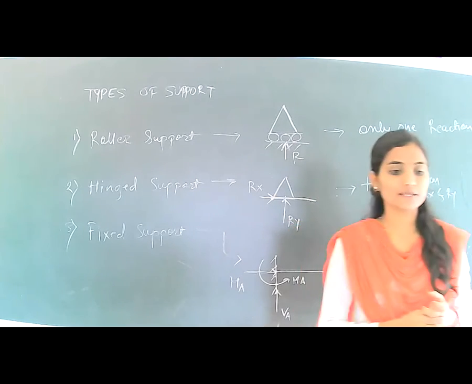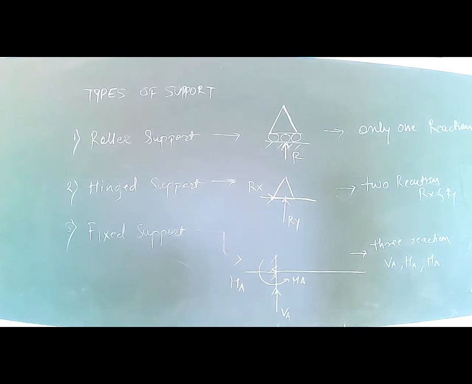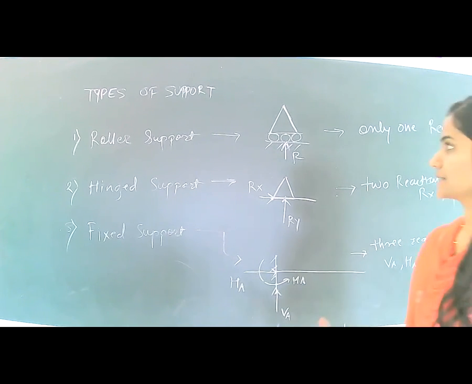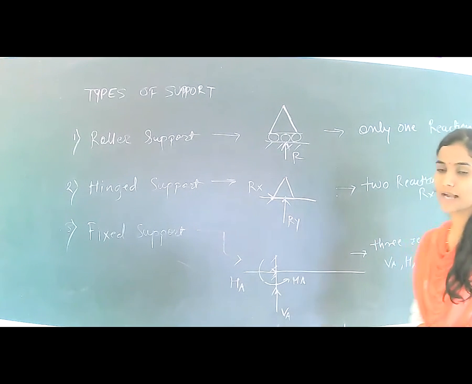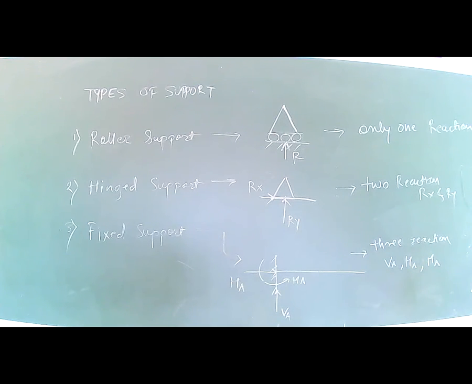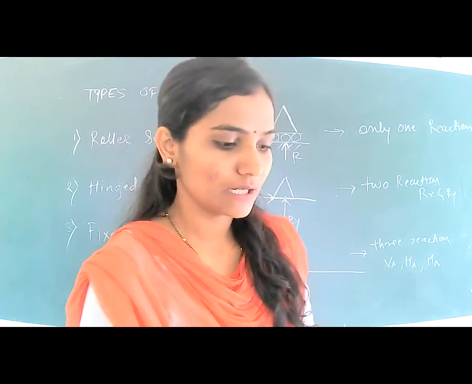And last is the fixed support. Fixed support restricts movement in the x and y directions as well as rotation about that point, and it has three reactions, that is vertical, horizontal and moment. So the roller support has only one reaction, the hinge support has two reactions, and the fixed support has three reactions. We have to remember this for the next numericals. Types of beams are four and types of supports are three.